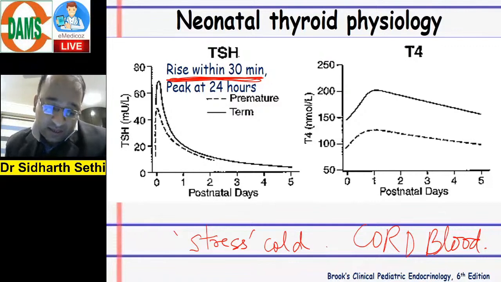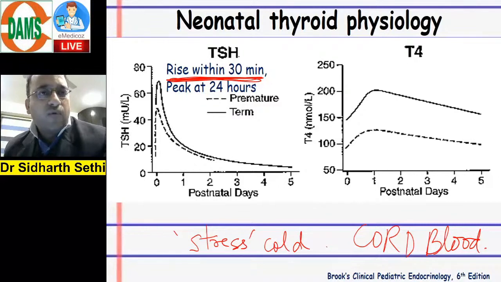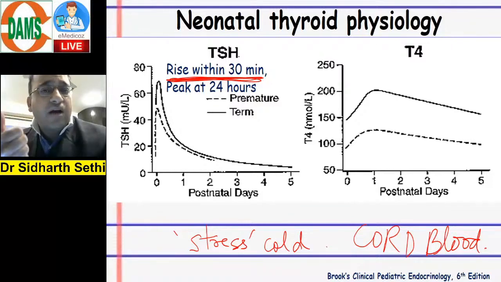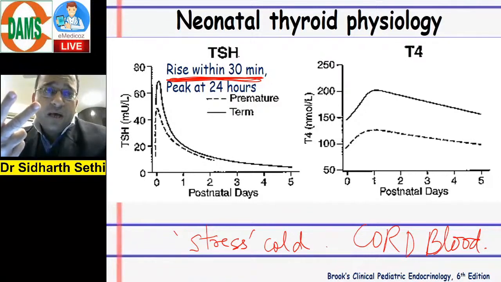Now you can see the TSH peaks in the first 24 hours and then it falls over the next 5 days. T4 follows TSH, so the peak of T4 is after TSH. I'll just tell you 2 points. Number 1, cord blood can be done for TSH, and number 2, if you have not done a cord blood, then in the first 48 hours TSH will be falsely high. So you will have more false positives in the first 48 hours.